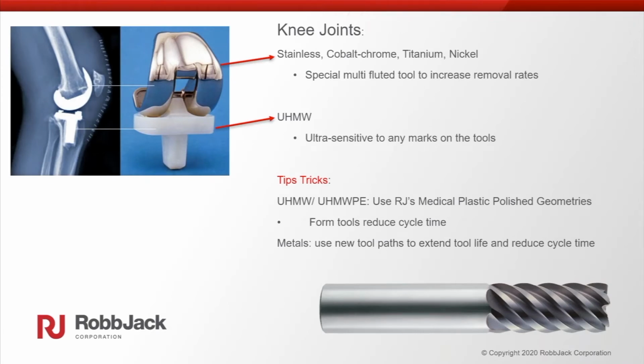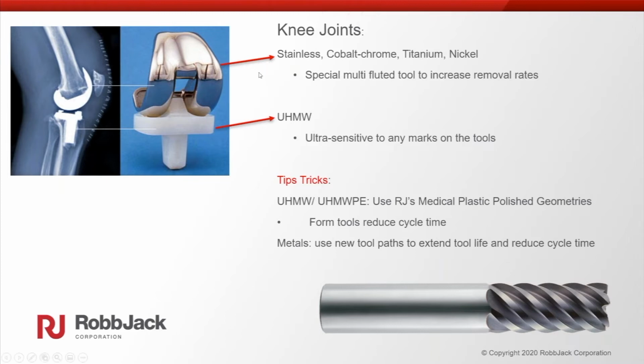Some of the other medical parts would be like a knee joint and things like that, where on the knee, you have a combination of materials. You have the UHMW or medical plastics that's used to add that shock absorption and smooth movement that your cartilage would normally do. Then you have stainless steel, cobalt-chrome, titanium, various types of solutions on the metal side of things.